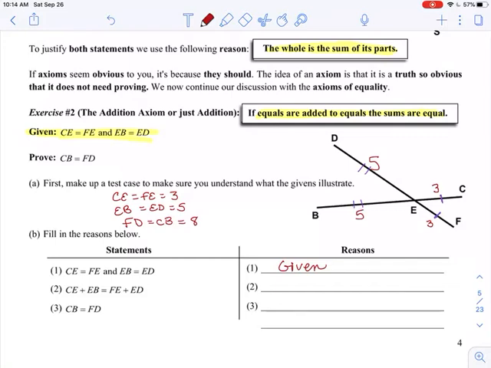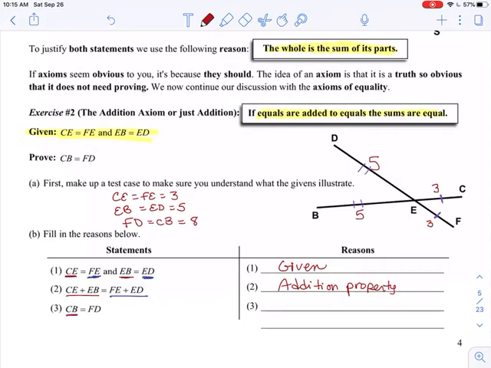Now step 2, CE plus EB equals FE plus ED. That's my addition property. I just took these up here and I added the CE and the EB together, and then I took the FE and the ED and I added those together.